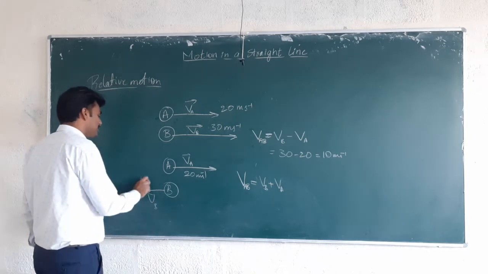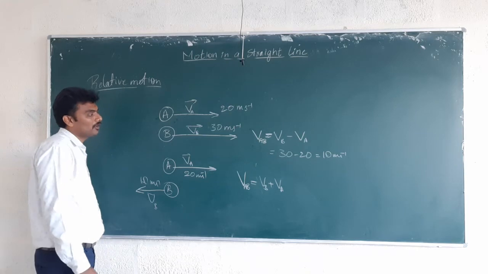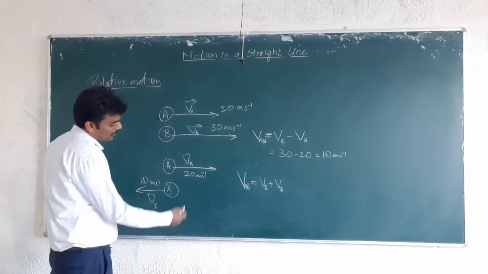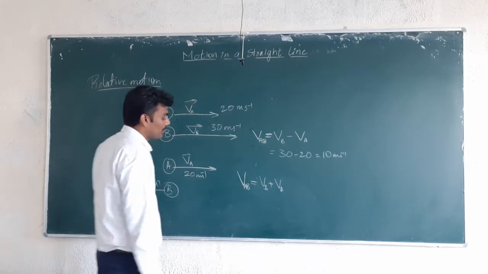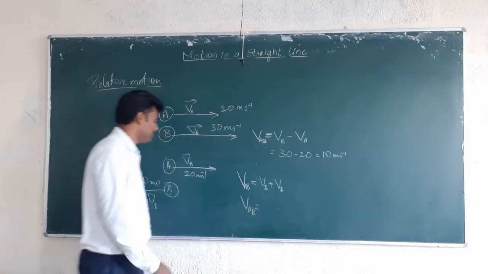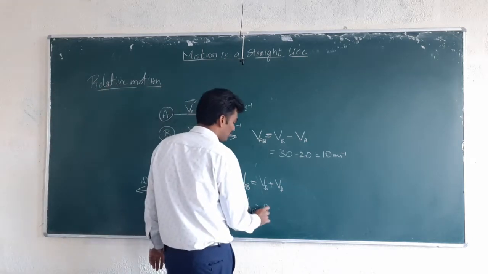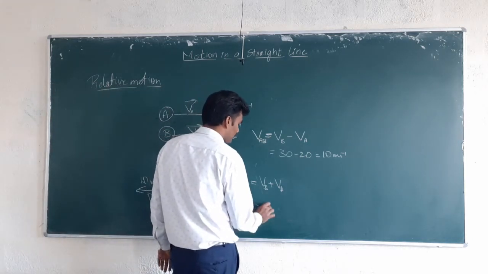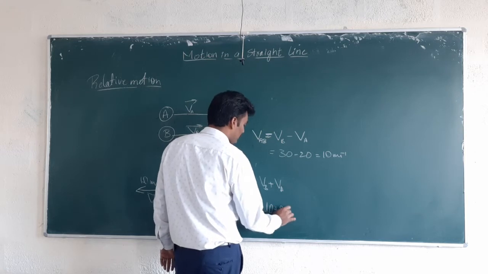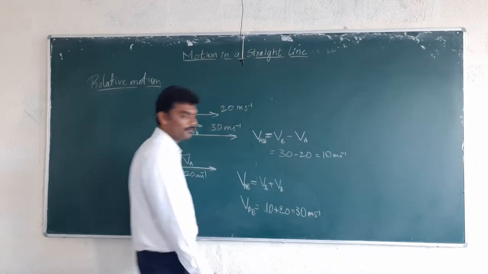Taking the same situation, if the body A is moving with 20 meter per second and body B is moving with 10 meter per second in the opposite direction, different example, then relative velocity VAB will be VB plus VA, which is 10 plus 20, which is equal to 30 meter per second.